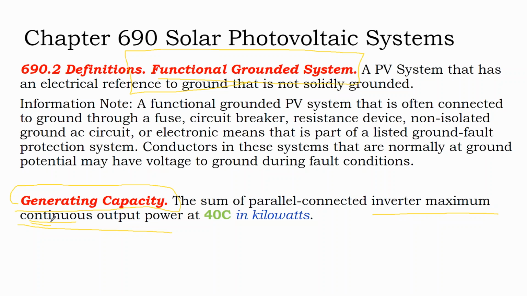spec sheet and it might say this is a 5 kilowatt inverter and it can boost to 7 kilowatts. Which do you use as the output capacity? Output capacity is continuous output.